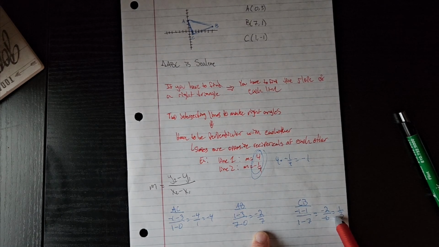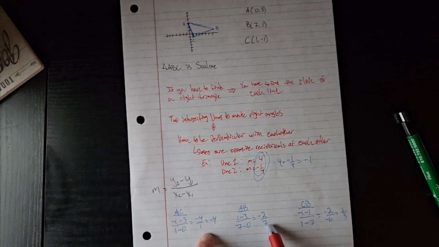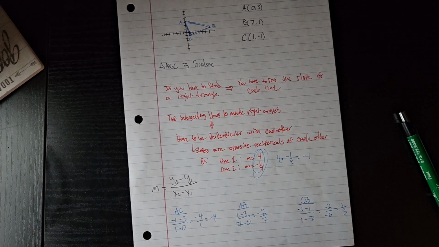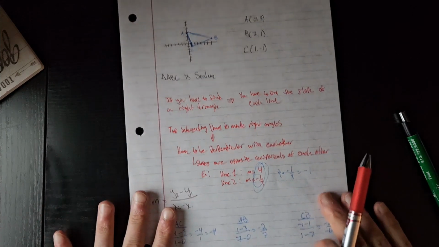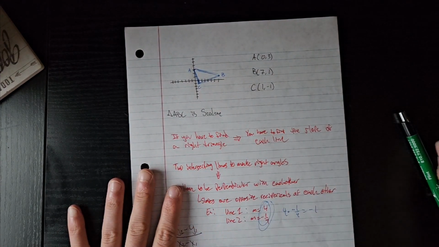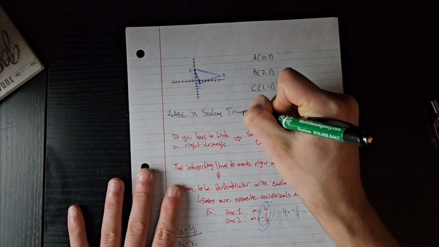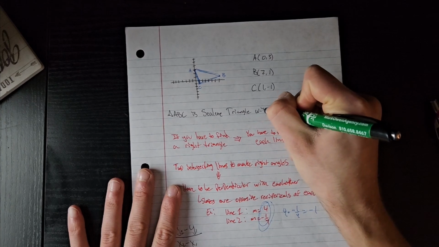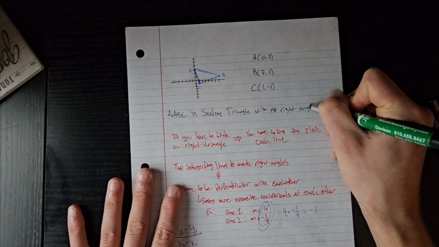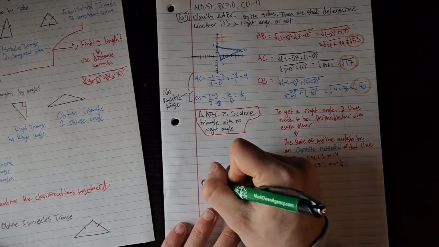And then what is the last one? This one, I think, doesn't work. We went over that one already. Not a right angle. So for our final answer, triangle ABC is a scalene triangle with no right angle. That's our final answer.